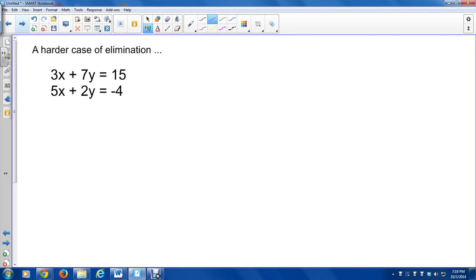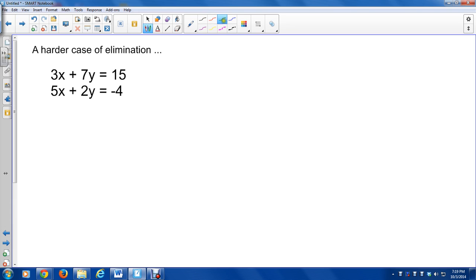Before we're done, we're going to do one more problem because there is a harder case of elimination. Okay? When I'm looking at this system of equations, I still like elimination. It would be my first choice because neither of those equations would be very easy or pretty if I tried to solve for one of the variables. I'd end up with some pretty ugly fractions. Okay? I also like how everything's lined up.